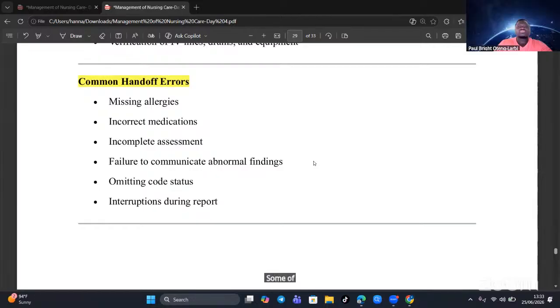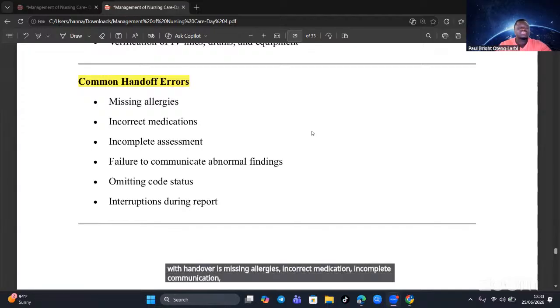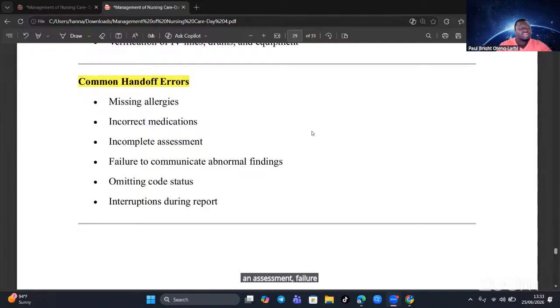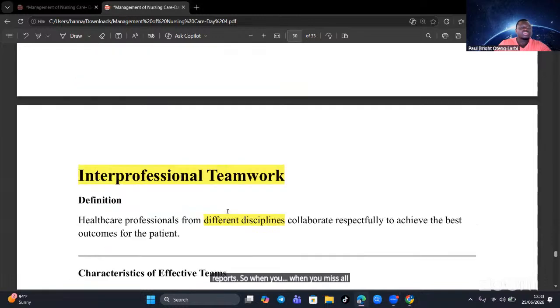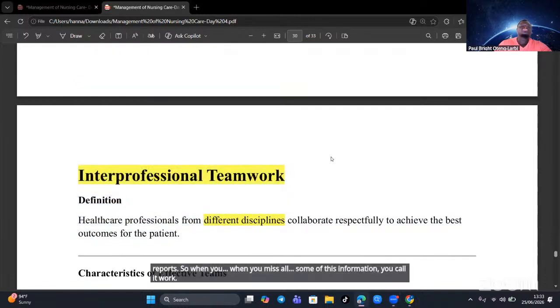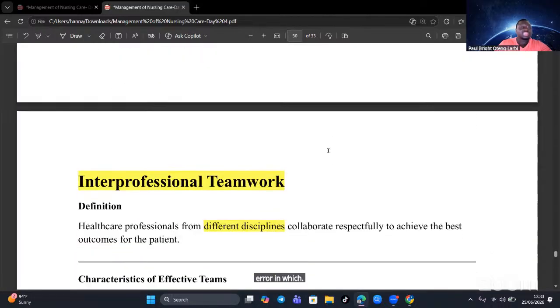Some of the errors we see with handover are missing allergies, incorrect medication, incomplete communication and assessment, failure to communicate abnormal findings, omitting code status, and interruptions during reports. So when you miss some of this information, we call it what? Error in what? Handover. Okay.